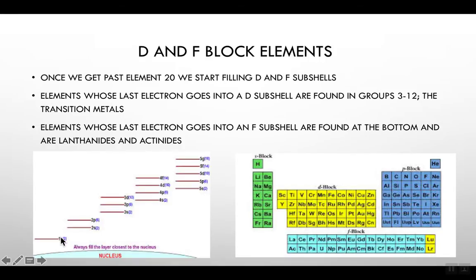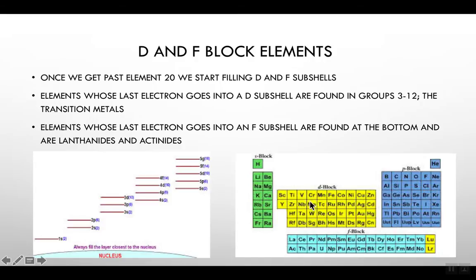Okay, and remember, we're always filling the layer closest to the nucleus. So we start with 1s, then 2s, then 2p, then 3s, then 3p. But then if we look here, that 4s energy level, which can hold up to 2 electrons, that's what that little 2 means, is actually closer to the nucleus and therefore a lower energy level than the 3d. So it has to be filled first. So you fill 2s, you fill 3s, 3p, then 4s, then 3d.